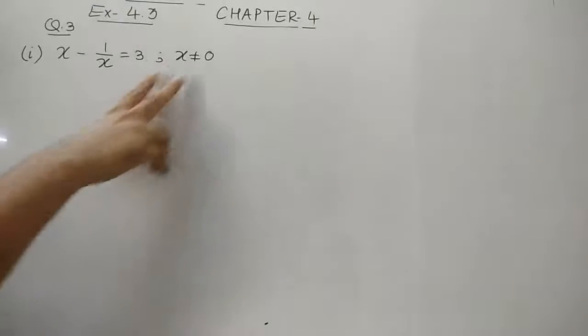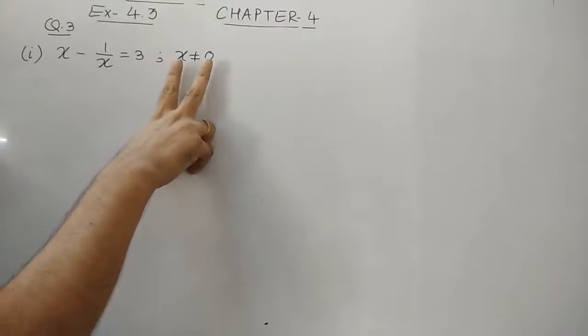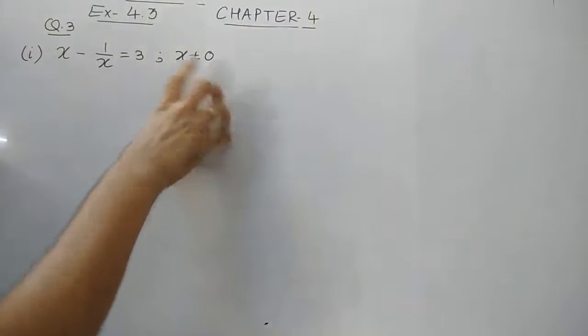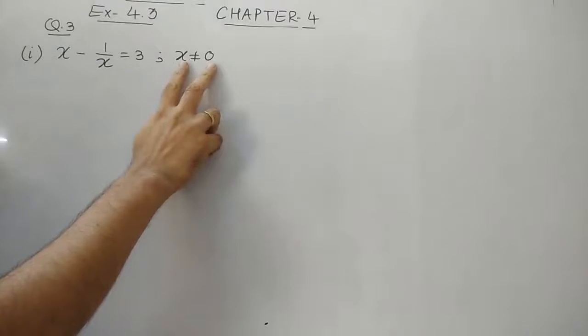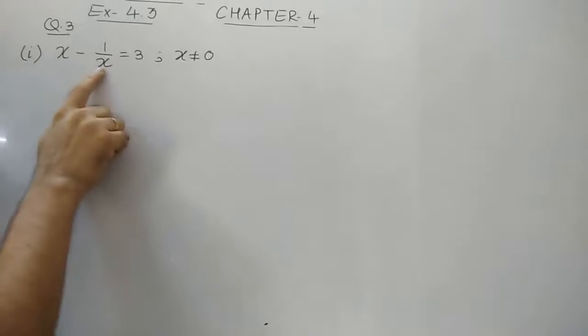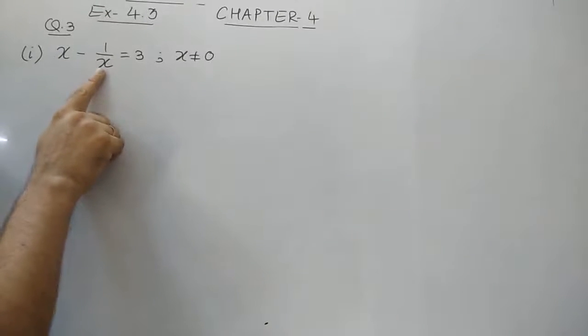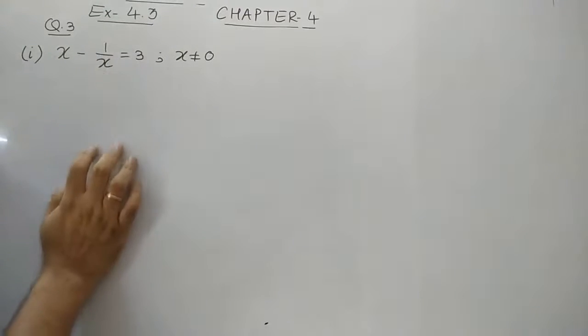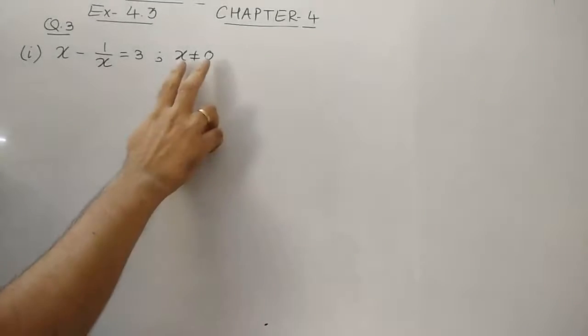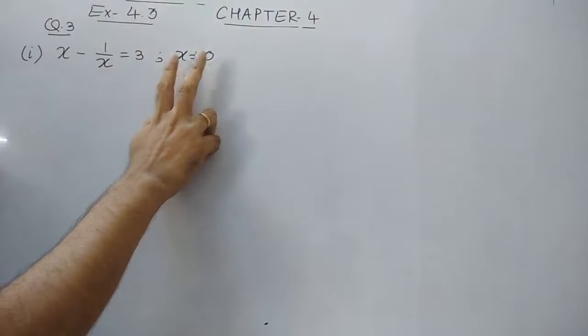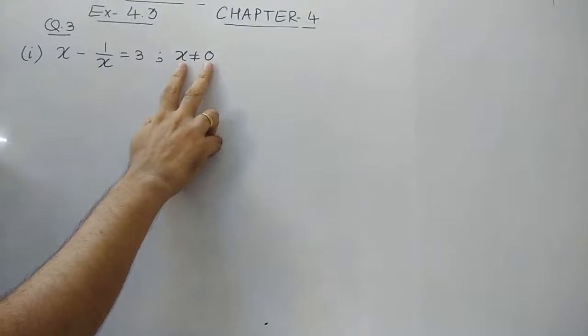Remember students, this is the condition given. The reason it says that the value of x could not be 0 is that if it would be 0, then when you substitute here, you can see your denominator would be 0 and this is an undefined term. So this condition is for our instructions, that the value of x could not be 0.